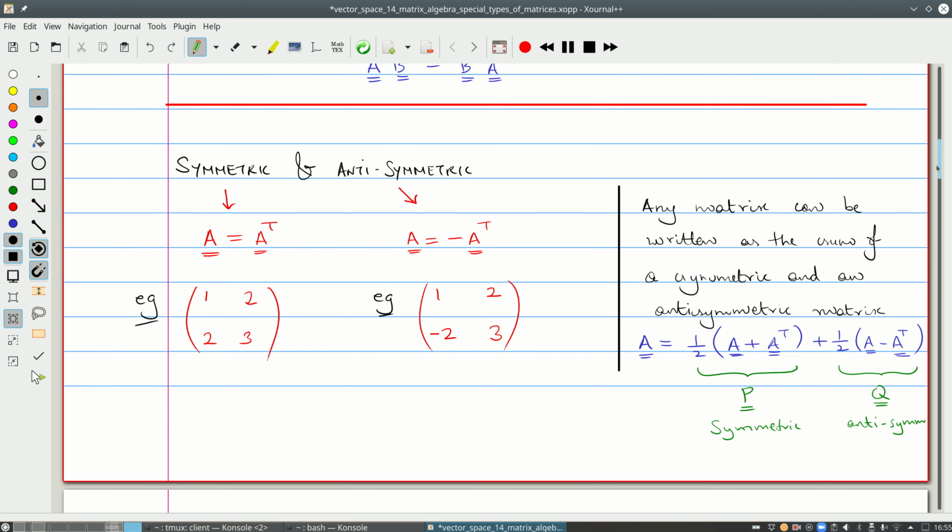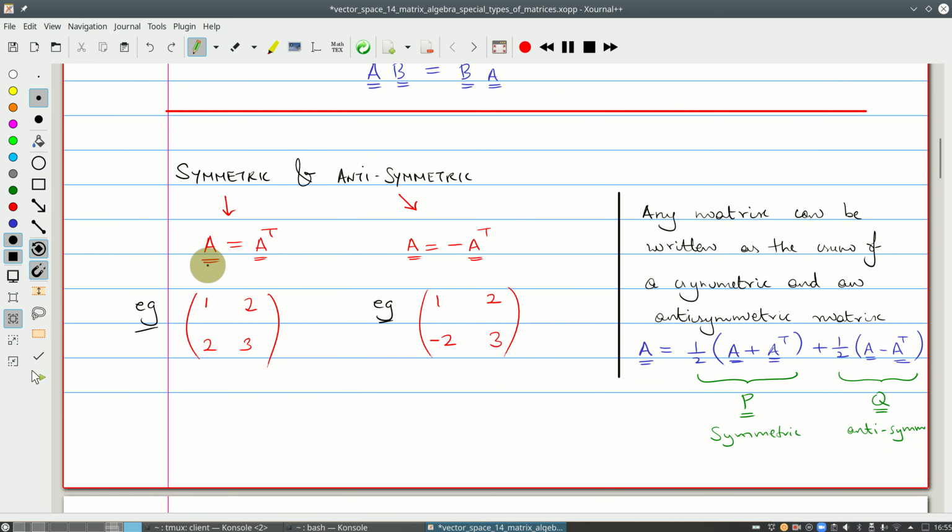Alright, then we have symmetric and antisymmetric matrices. These are defined as follows. A matrix A is said to be symmetric if A is equal to A transpose, and it's antisymmetric if A is equal to minus A transpose. Here are two examples. Here's an example of a symmetric matrix, 1, 2, 2, 3. It's equal to its transpose, and this one, on the other hand, because of the minus sign here, flips sign if you transpose it.